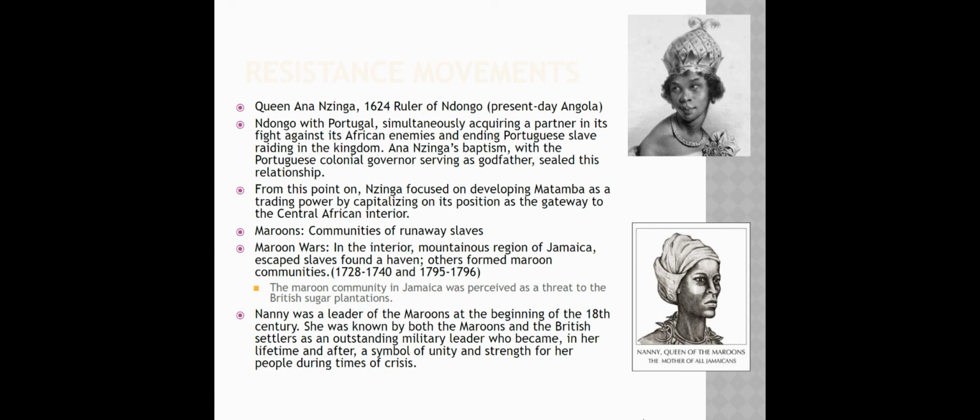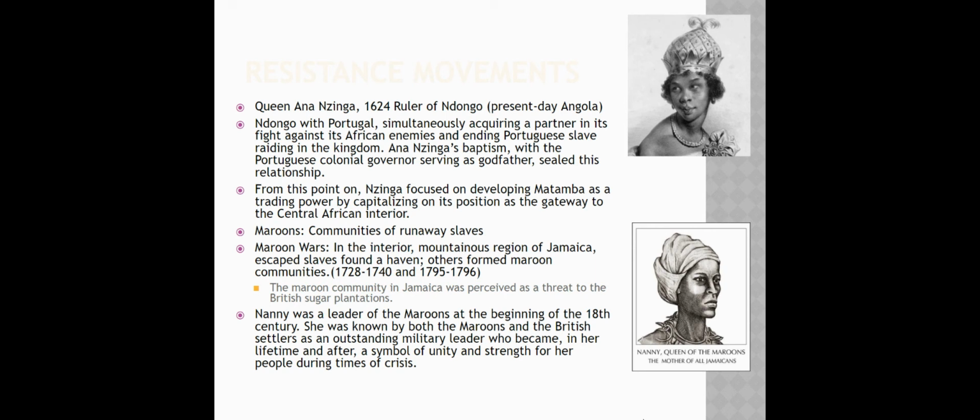But after this, she focused on building up Matamba as a powerful trading kingdom. And she was actually able to reign here until her death in 1663. And they became a very formidable commercial state that dealt with the Portuguese colony on equal footing.